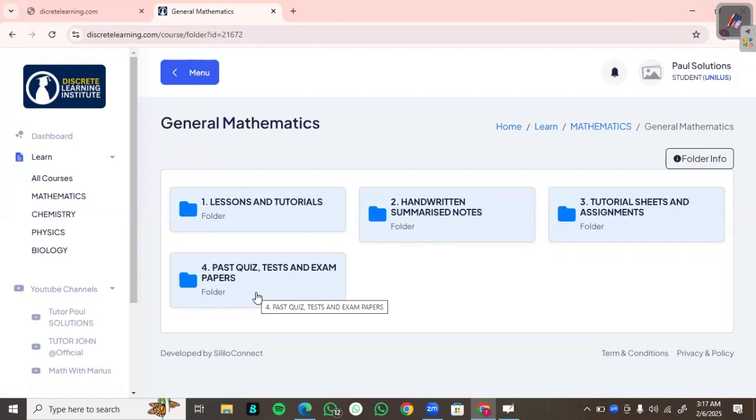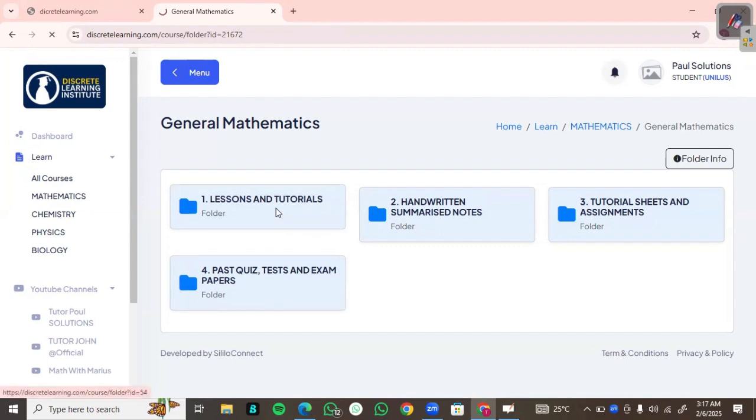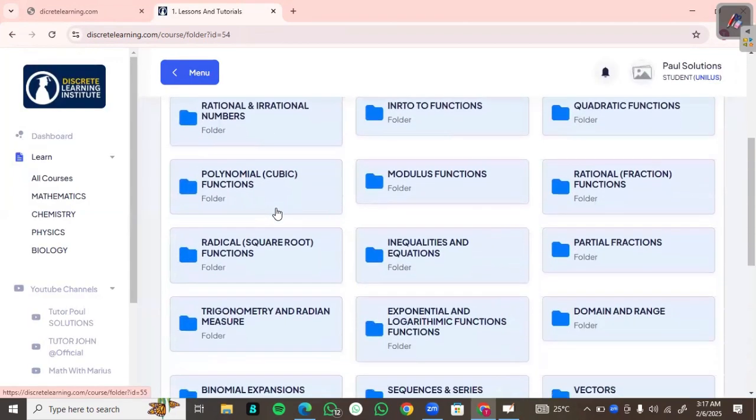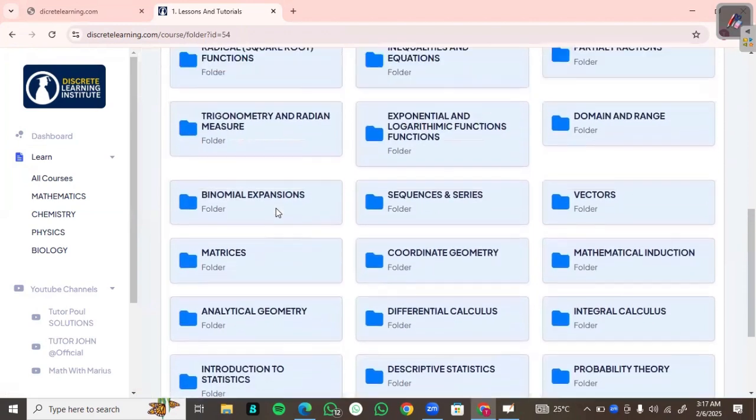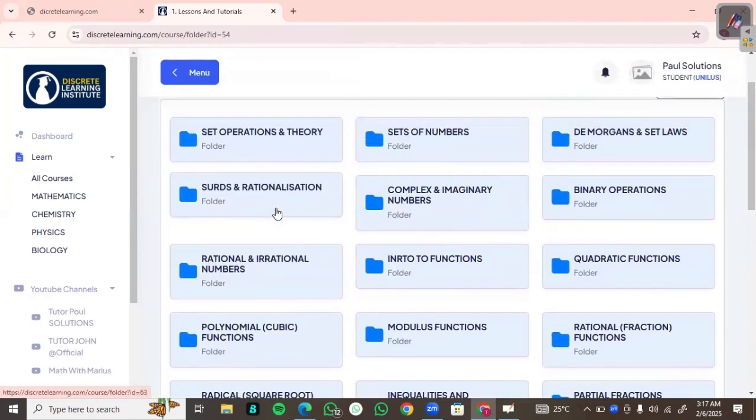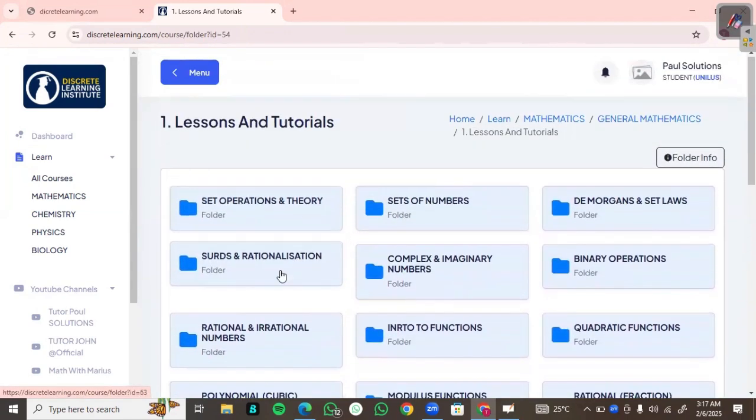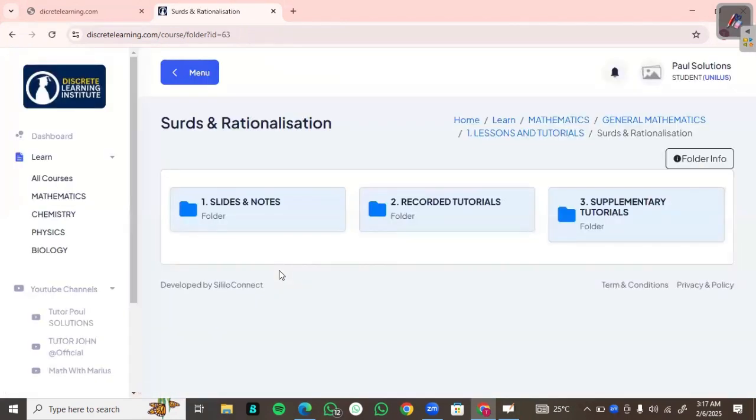So the setup is the same. Even if you go in the chemistry folder, the biology folder, the physics folder, any folder that you go into, you're going to find the same. So if you go in lessons and tutorials here, you're going to find all the topics that you can have in math. You can see there are a lot of topics, right? So let's say, for example, I want to learn maybe SADs and rationalization. I'll click SADs and rationalization there, and then I'm going to find 3 folders.